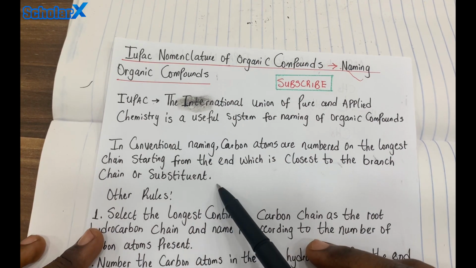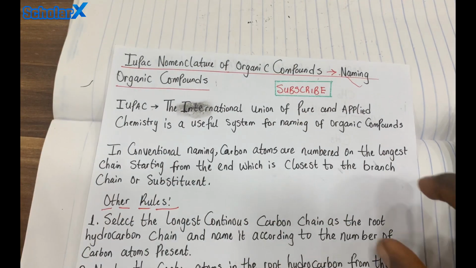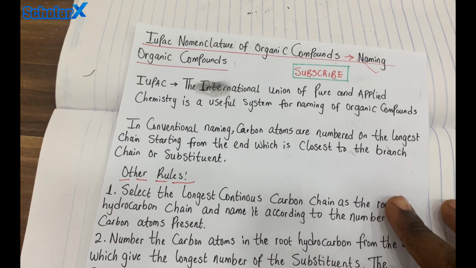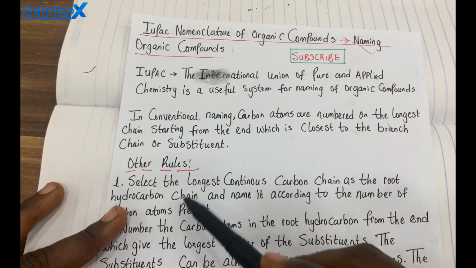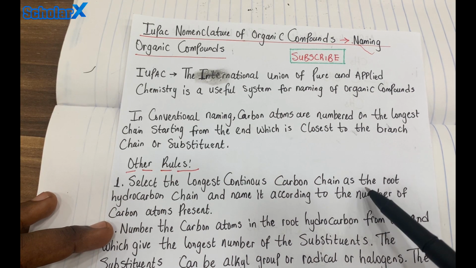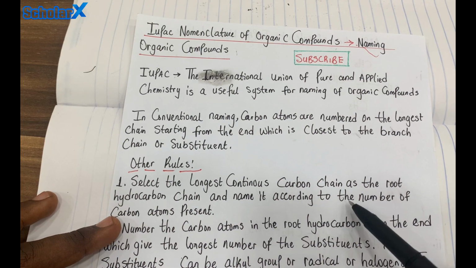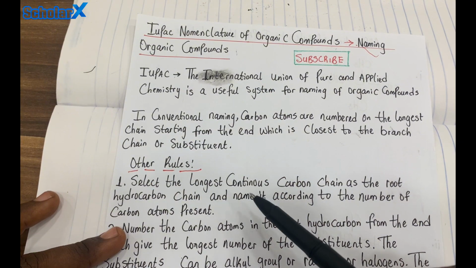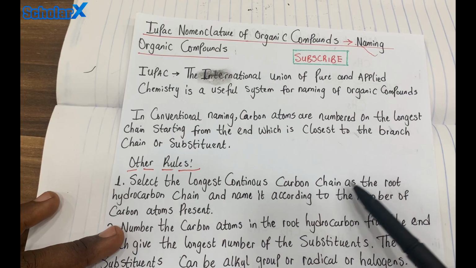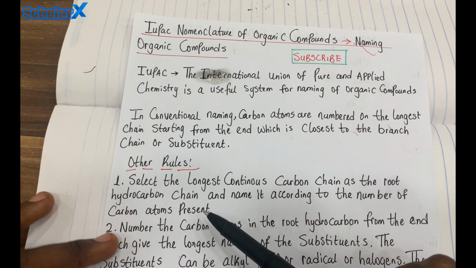Now, let's look at other rules of IUPAC nomenclature. When you want to apply the rules, number one says select the longest continuous carbon chain as the root hydrocarbon chain and name it according to the number of carbon atoms present.